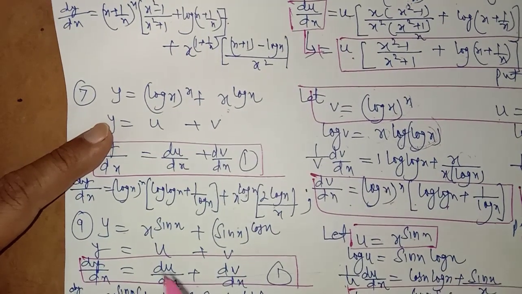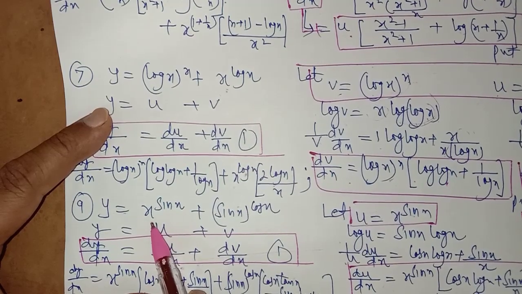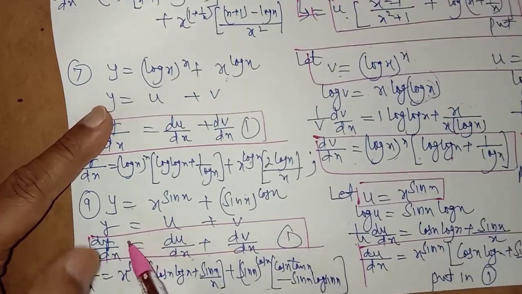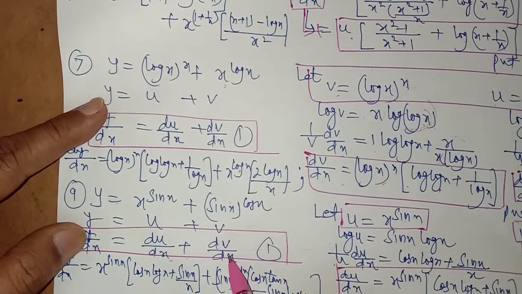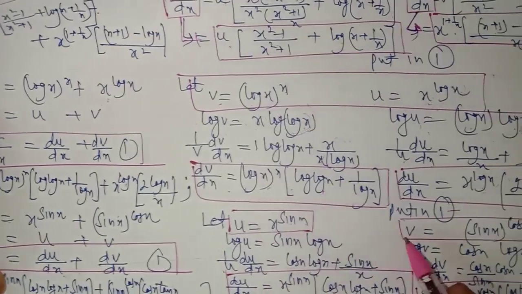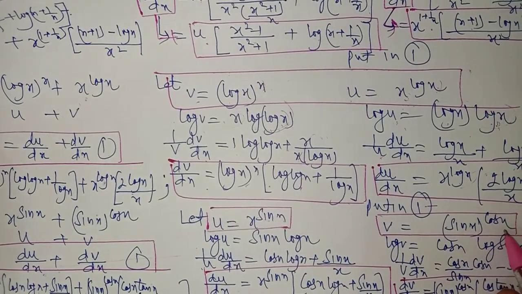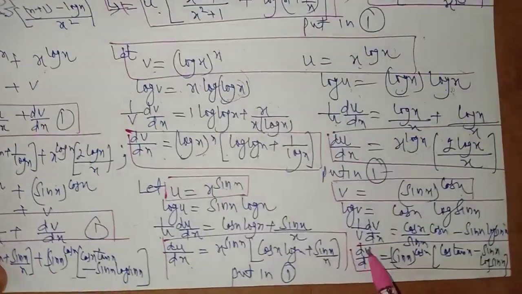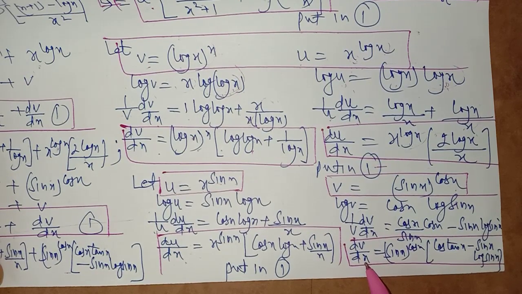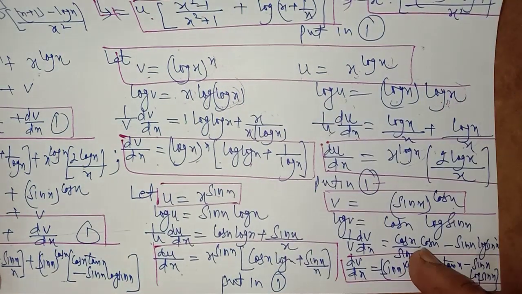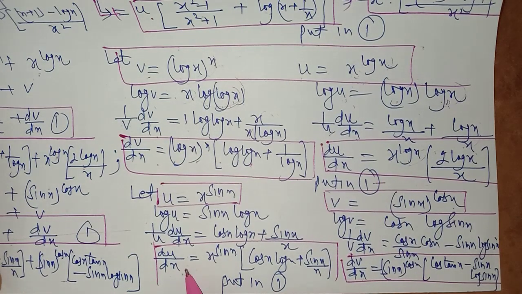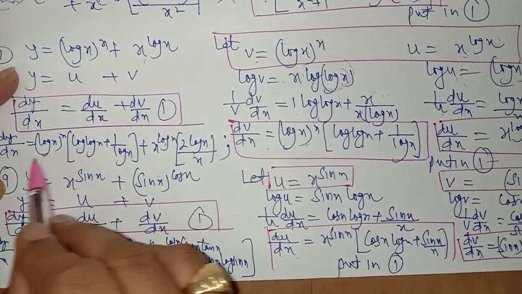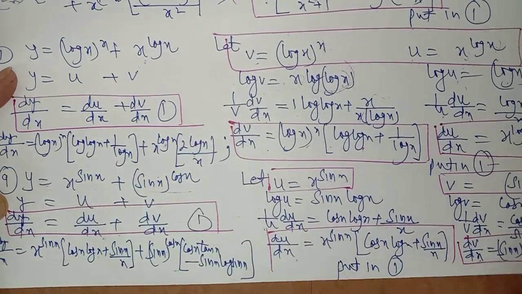You will get the value of dy by dx. Similarly for question number 9, again you cannot differentiate them without taking the log, so you let u and v, and dy by dx will be equal to du upon dx plus dv upon dx. Now u you have let as x raised to power sin x, and v you have let as sin x raised to power cos x. Taking log on both sides, differentiate and obtain du upon dx. Differentiate again and you can obtain dv upon dx. We have explained or discussed this type of question earlier. Put the values of du upon dx and dv upon dx in this expression to get dy by dx of this expression by taking them individually.